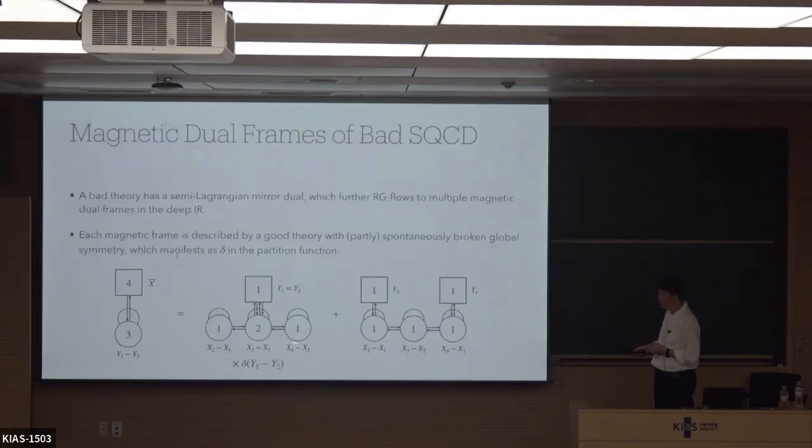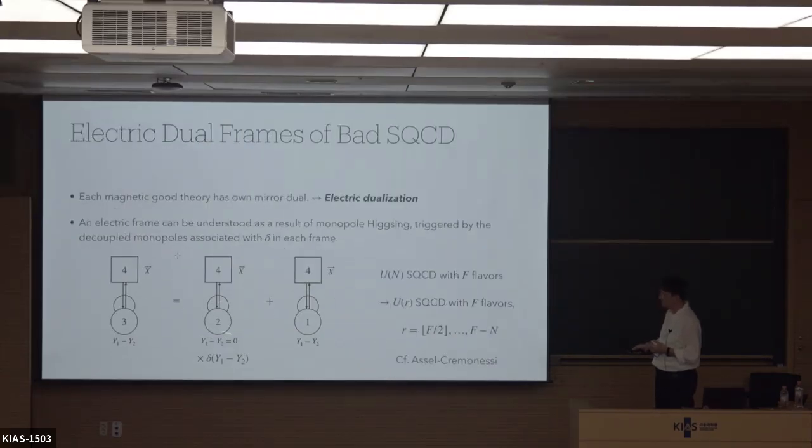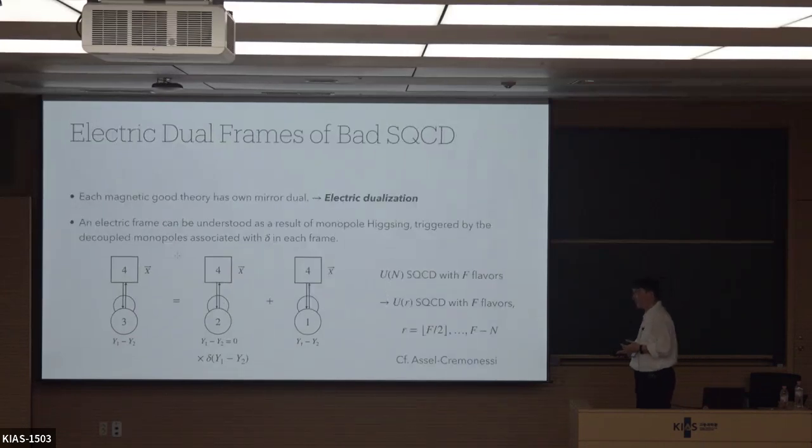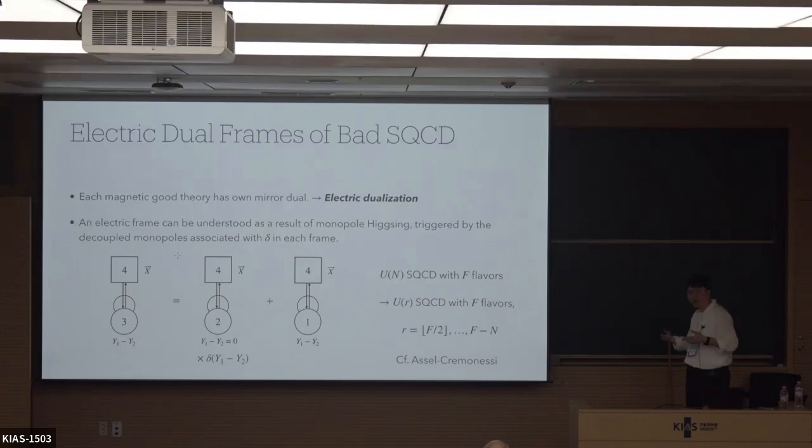They are just obtained by dualizing each magnetic dual. So once I dualize this, it becomes this. And once I dualize this, it becomes this. And what is the interpretation of this electric dualization? It is nothing but the result of monopole Higgsing, as I mentioned. So this delta indicates the symmetry breaking due to the vev of some decoupled monopole. And then the gauge group is, of course, Higgsed due to the vev of the monopole operator, and it becomes U(2) with the fourth flavor. If there is no delta, the interpretation is more like a Seiberg duality.